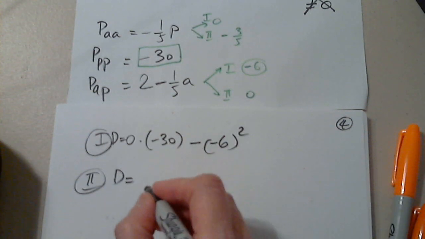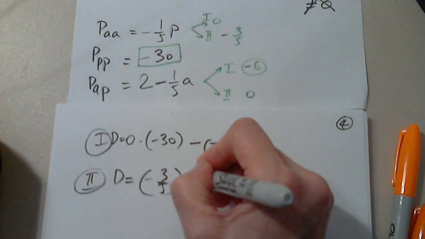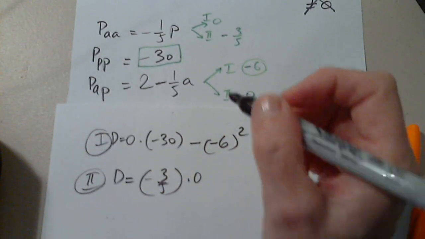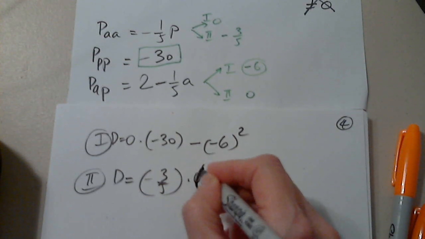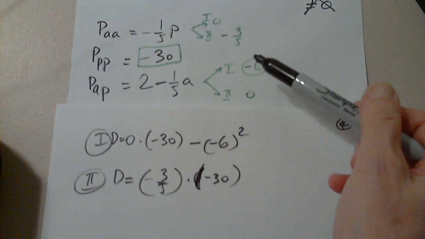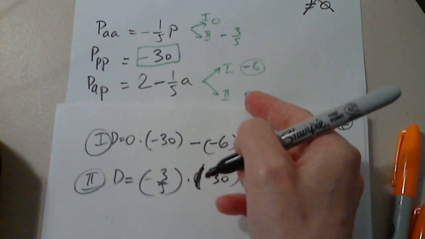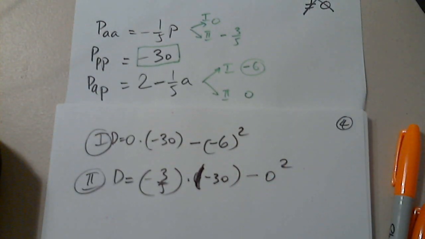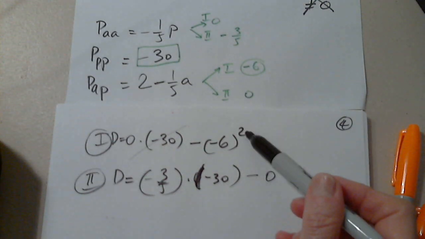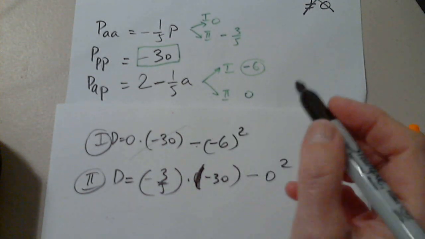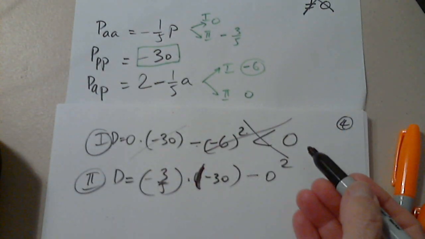negative 3/5 multiplied by 0. No, I'm sorry, multiplied by negative 30. So, negative 3/5 multiplied by negative 30 and minus 0 squared. So let's see what we get. This is 0. This is negative 6 squared, which is 36, but it has minus in front. So this is a negative number, so there is nothing coming out of it, as we expected.